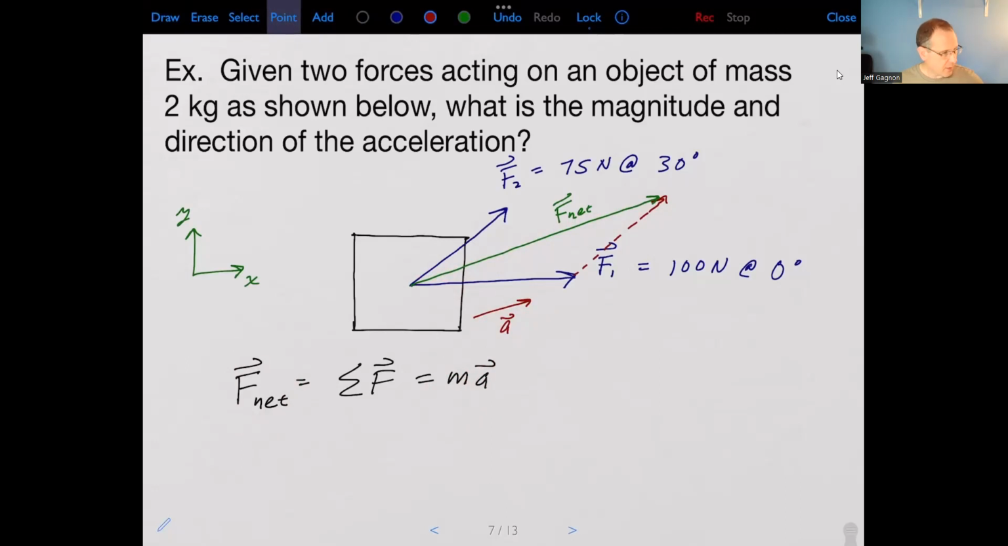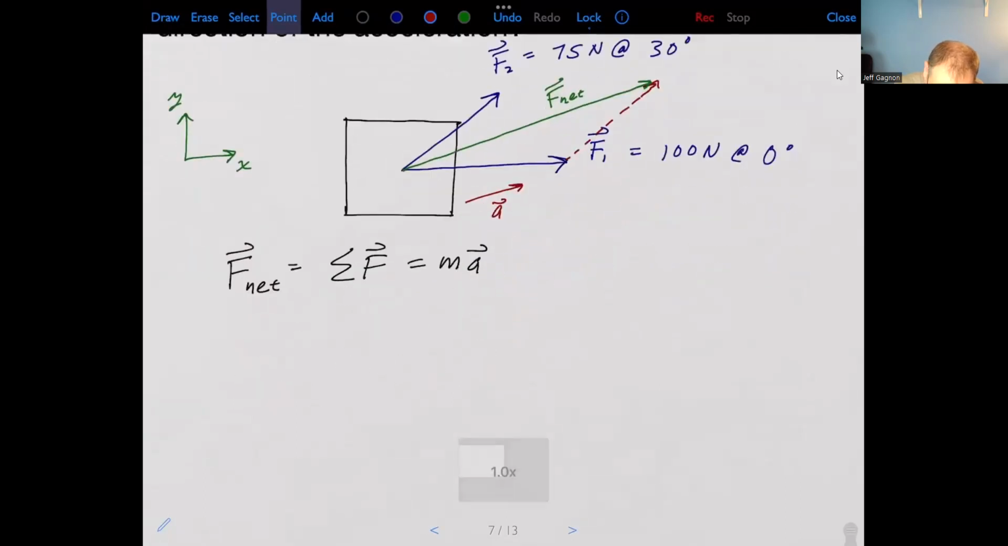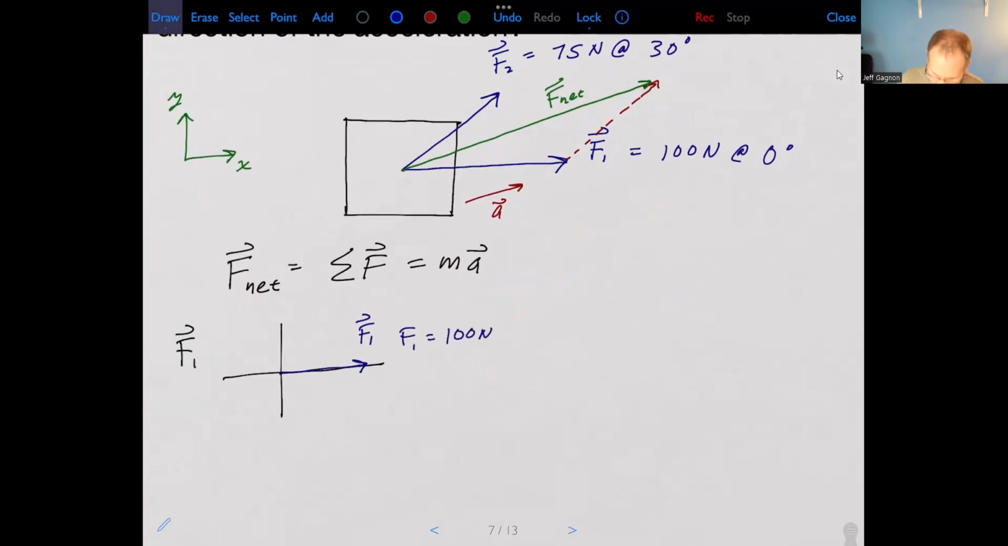Okay, so this goes back a little bit to adding vectors, right? We have to add these two vectors together. So we need to find the components, right? Let me start with F1. Well, that's easy because it's acting right along the x-axis, right? This is F1. Its magnitude is 100 newtons, I guess, and the direction is 0 degrees.